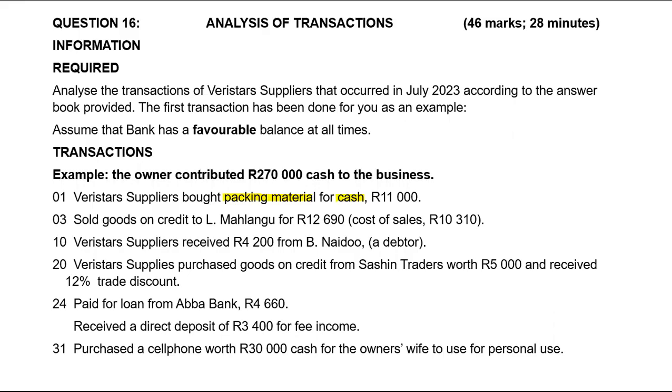On the third, it says that we sold goods on credit to L. Mahlangu for 12,690. Cost of sales amounted to 10,310. When we sell goods on credit, 4 accounts will be affected.